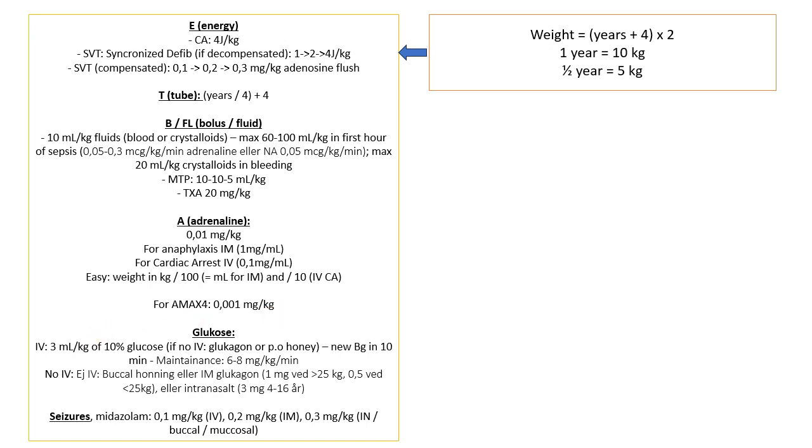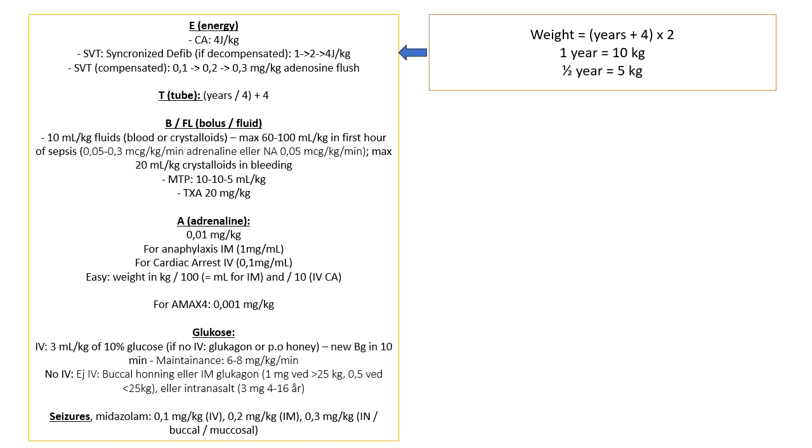And if you don't have an IV, then you may give glucose or honey in the cheek, buccally, or you may give IM glucagon, which is 1 milligram for a child over 25 kilos, and 0.5 milligrams if it's a smaller child under 25 kilos, or you may give it intranasally, which I have never done though. And be aware of glucagon, it may induce vomiting in at least, I think, around 25% of people.